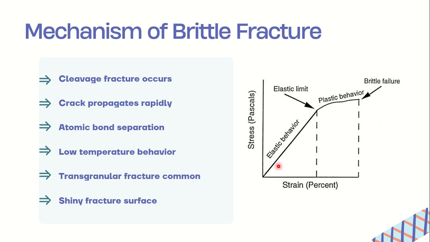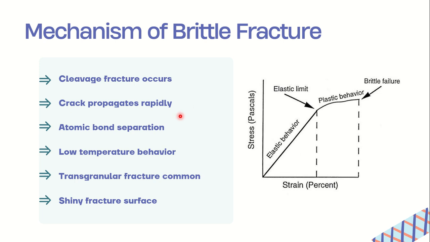Okay, this is the opposite, the graph for brittle fracture. We will see ductile fracture later. These are the elastic limit. In the elastic limit we will see, then cleavage fracture occurs. Mostly in brittle fracture, we will see only cleavage fracture.